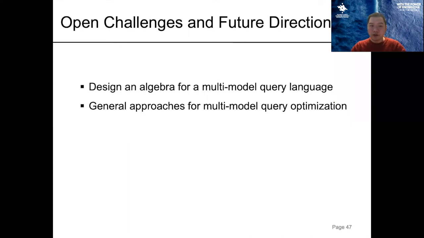In the following, we will discuss the open challenges and the future directions for multimodal query languages. We discuss them from 2 aspects. The first one is to design an algebra for a multimodal query language. And the second aspect is to develop a general approach for multimodal query optimization.